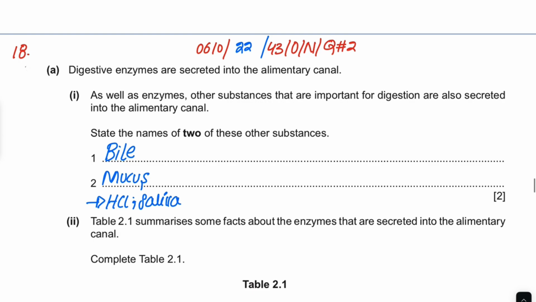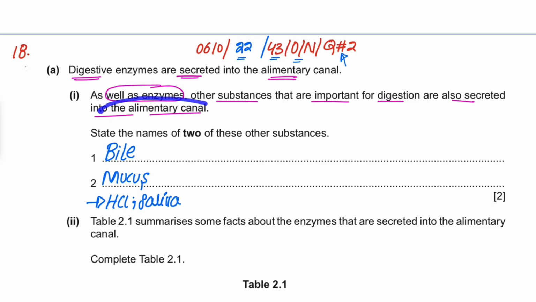Now let us come to question number 18. This appeared in October, November of 2022. The variant was 4.3 and in your exam this was question 2. They say digestive enzymes are excreted into the alimentary canal, and we know that they are. They say as well as enzymes, other substances that are important for digestion are also excreted into the alimentary canal. So not necessarily the enzymes.